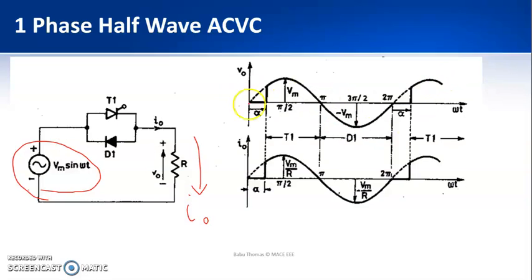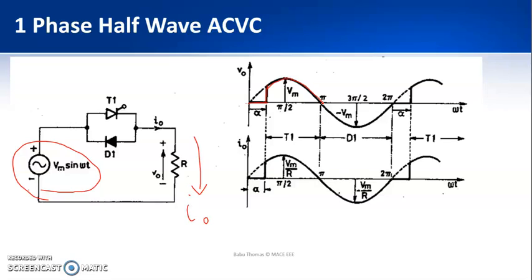From 0 to pi, the thyristor T1 is forward biased and the diode D1 is reverse biased. Therefore, in the thyristor you can control the phase angle at which it starts to conduct. During the positive half cycle, I am going to fire my thyristor at an angle alpha. Till angle alpha, the output voltage is 0. That is visible from here. Once the thyristor starts conducting, the input voltage will appear across the load through the thyristor up to pi.